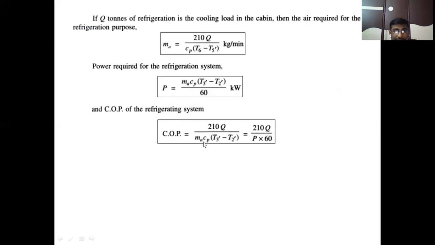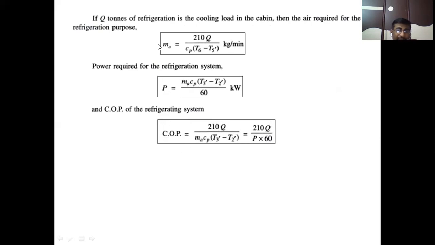Clear, students? As we know, MA into Cp into (T3 dash minus T2 dash) is the work required in kilojoules per minute, and 210 Q is also in kilojoules per minute. If it is represented in power, P into 60 is MA into Cp into (T3 dash minus T2 dash). Therefore, 210 into Q divided by P into 60 is the formula to calculate the COP.